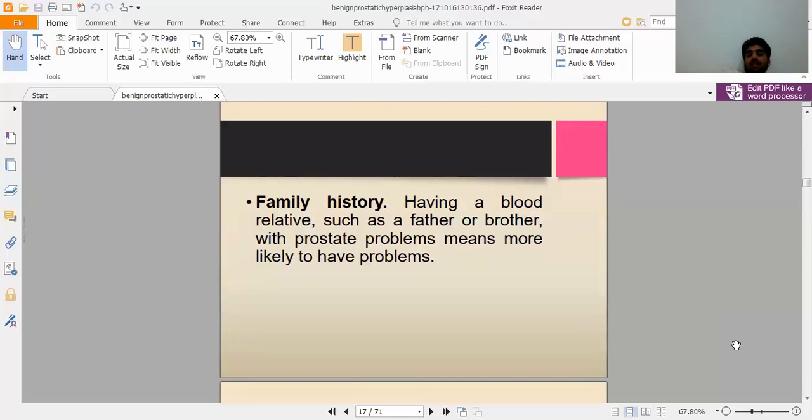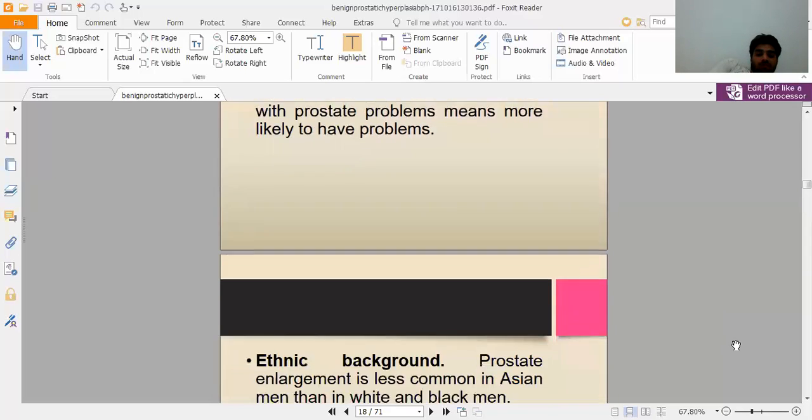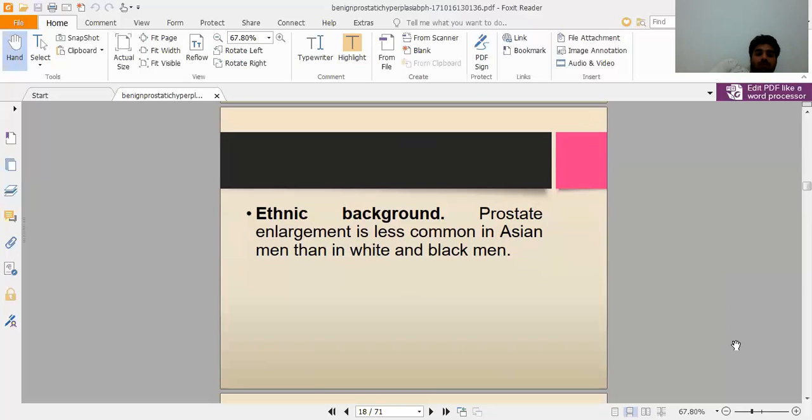Family history: having a blood relative such as father or brother with prostatic problems means you are more likely to have problems. Ethnic background: prostate enlargement is less common in Asian men than in white and black men.